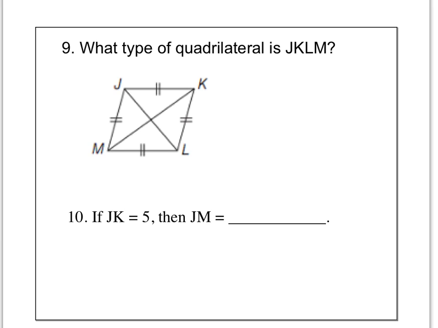So number 9, this is a rhombus. And the way that I know it's a rhombus is because all 4 sides are congruent. This marking, this marking, this marking, and this marking are all the same, and that means those 4 sides are all the same length. And so if JK is 5, like in number 10, then JM also has to be 5. They all do. So 5 is your answer for number 10.